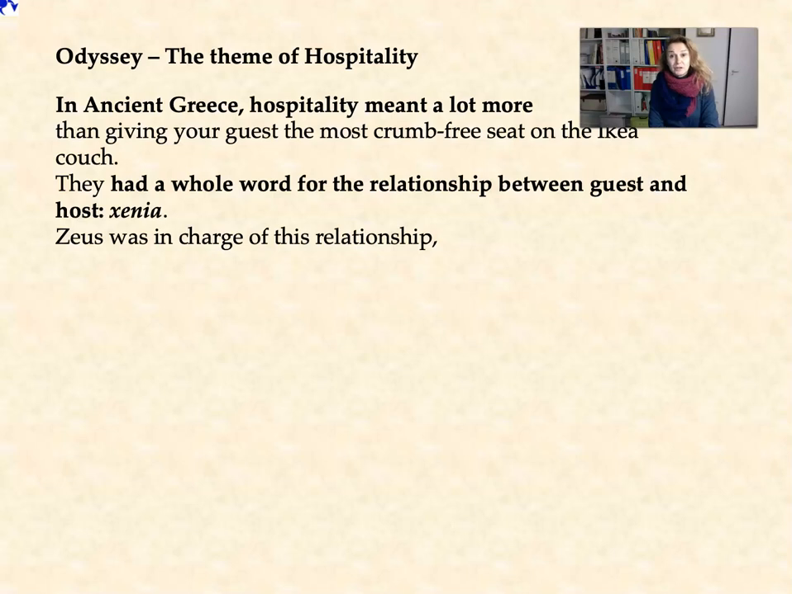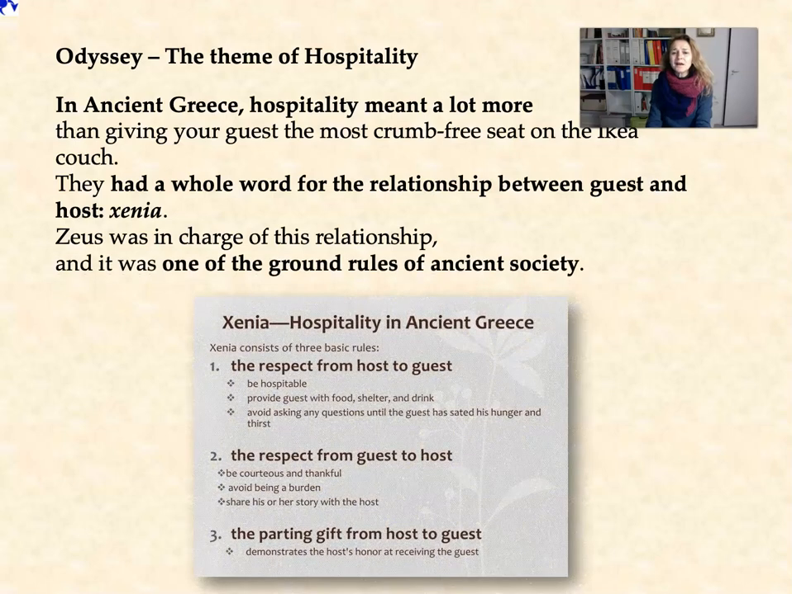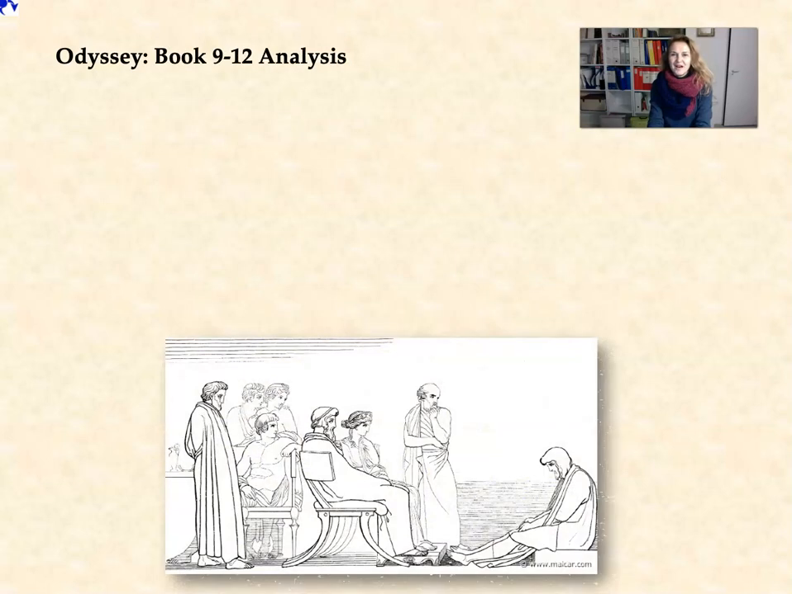So Zeus was in charge. So the Lord of the gods and of Olympus was in charge of this very important relationship for the Greek world. And it was one of the ground rules of ancient society. So xenia consists of three basic rules. First, the respect from host to guest. Second, the respect from guest to host. Third, the parting gift from host to guest. So let's see how this is important for Odyssey and then for the book about the world of Hades.